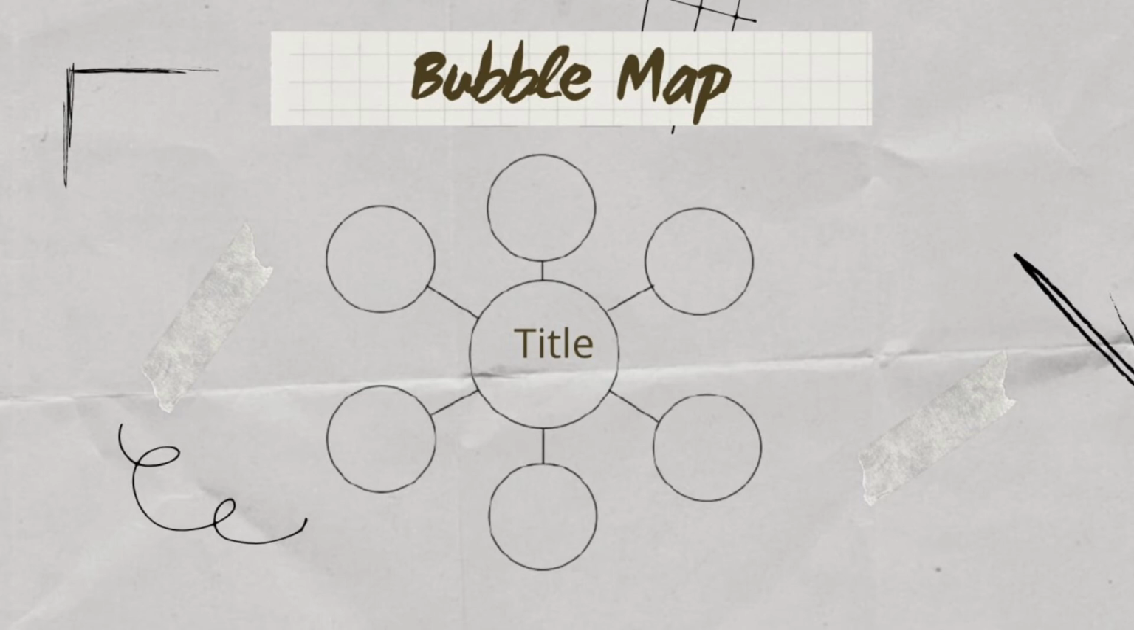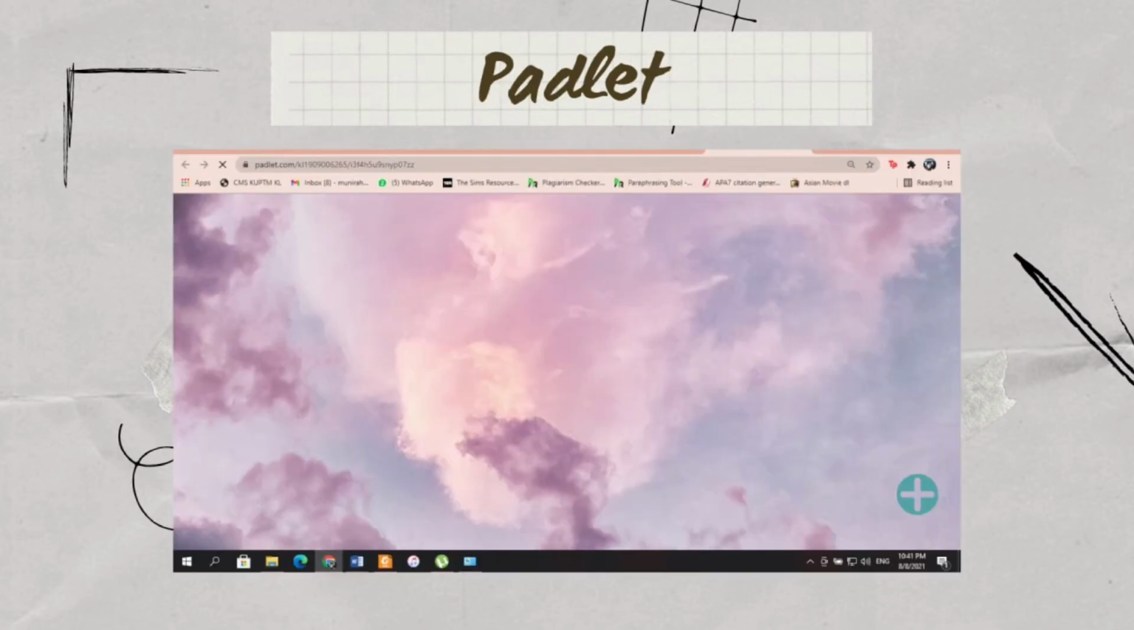For this class exercise, I will give you 5 minutes to complete the task. Later on, after you have finished doing your bubble map, you need to submit on Padlet. These are the Padlet that you need to submit your bubble map later. You can see the plus button here, so you need to click on it and post your bubble map. I will provide the link under the comment below. So, you can start doing your bubble map now.